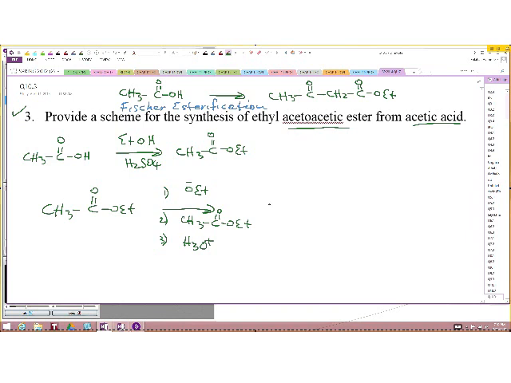Now, if you want to write the scheme this way, make sure you know what you are doing, because it might be better if you write the scheme step by step. That way, you will get some partial credit if you don't get the overall product right. But if you know what you are doing, you could do this 1, 2, 3. Okay, and then of course from this.